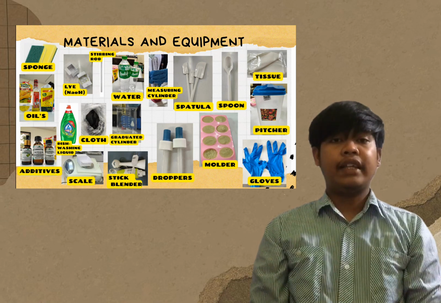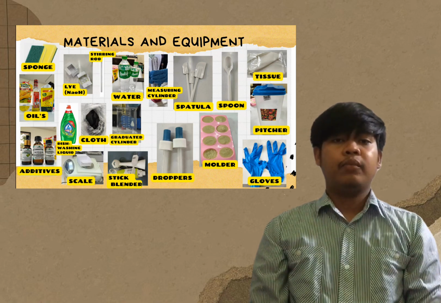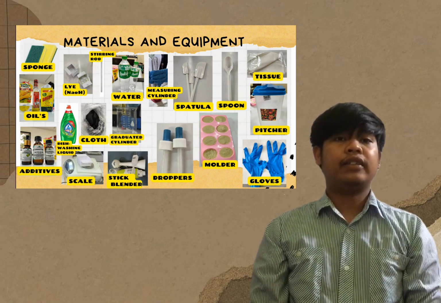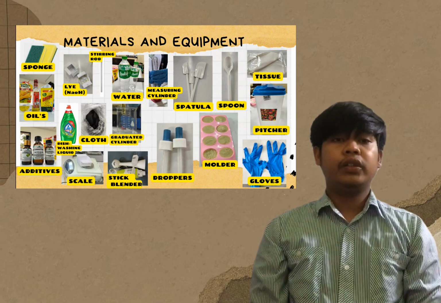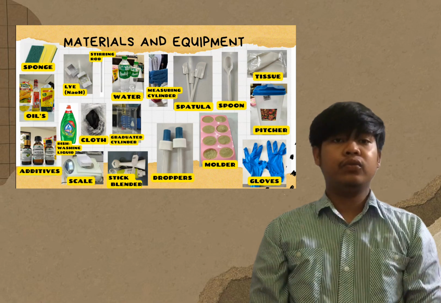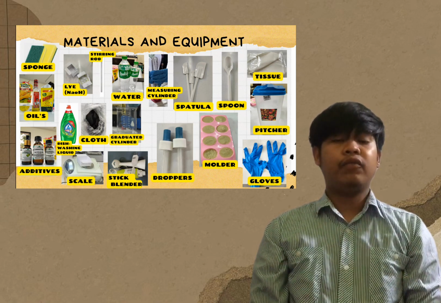The next is tissue. Tissue is an absorbent sheet useful for wiping down other materials used for soap making, as well as wiping surfaces and cleaning countertops, tables, and areas. The next is the soap molder. The soap molder is used in soap making to shape and mold soap into various designs and forms.